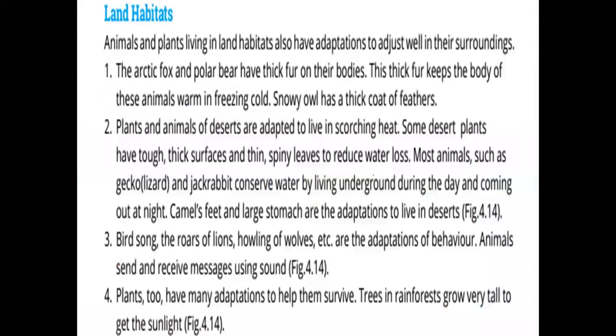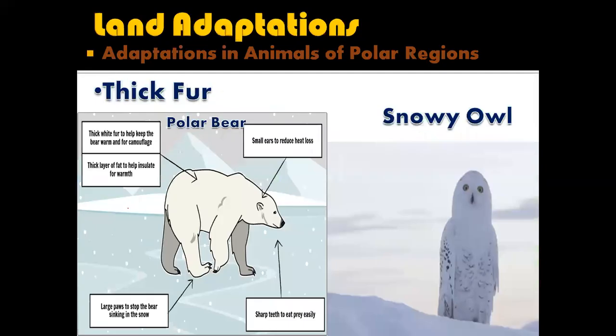If we see the land adaptations of the animals or the plants which live on land, especially in polar regions, desert regions, and forest regions, we will observe some of the adaptations. So here are some land adaptations in animals of polar regions. If you see this polar bear, it has small ears. Due to that, it can reduce heat loss.